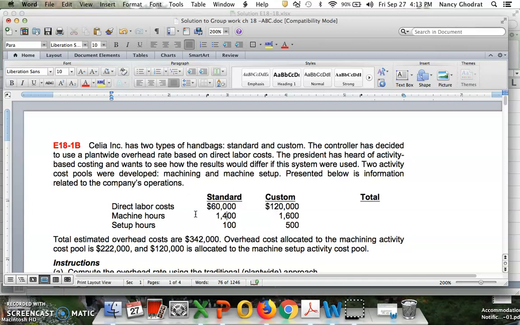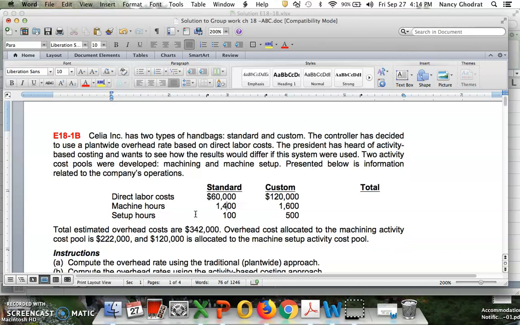And they told us that total estimated overhead cost in total is $342K, and if we want to break it down between the two activities, machine hours is costing us in overhead $222K, and $120K is related to manufacturing overhead for machine setup. Now, the first thing they want us to do is compute the overhead rate using what we did in prior chapters, traditional costing or plant-wide approach.